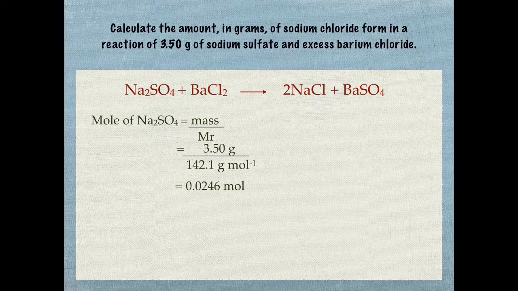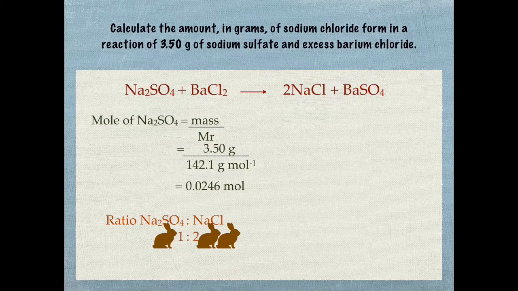And then use the ratio to calculate the mole of sodium chloride. So the ratio of sodium sulfate to sodium chloride is 1:2. Ratio is the comparison of the coefficients of the substances in a balanced equation. It's like if sodium sulfate has 1 rabbit, then sodium chloride has 2 rabbits of the same kind. And since sodium sulfate has 0.0246 mole, hence sodium chloride has twice the value at 0.0492.